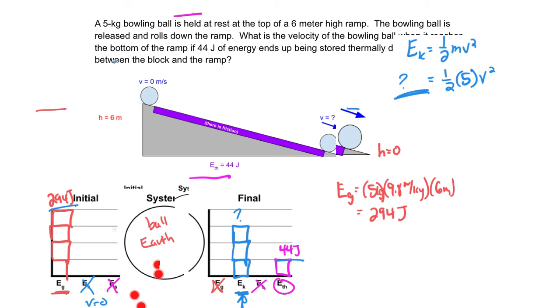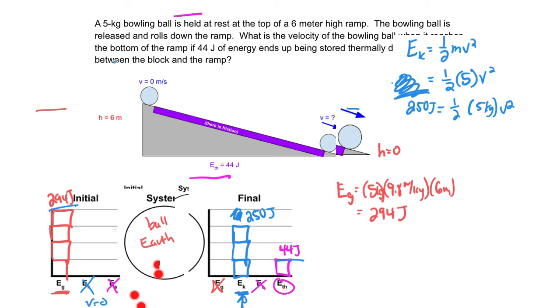So let's go ahead and do that. In my calc, I got 294 minus 44, and that gives us 250. So now it's not a mystery anymore what this column is worth. It's 250 joules. So now that we know what this is, I'm just going to cross that out because now we know that this is 250 joules. And we can go ahead and solve for the velocity here.